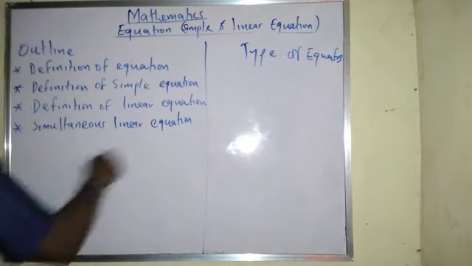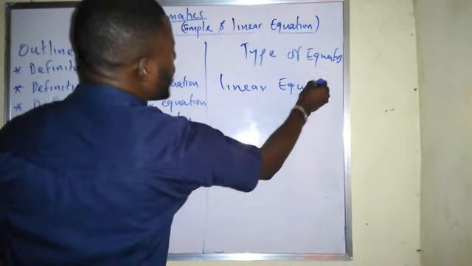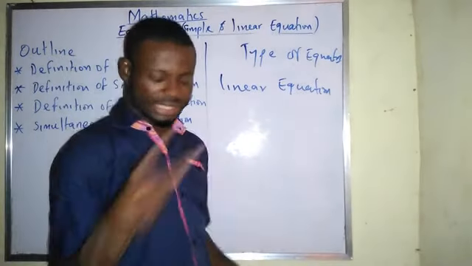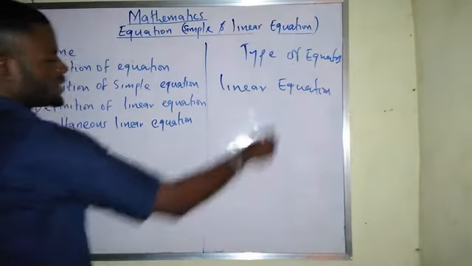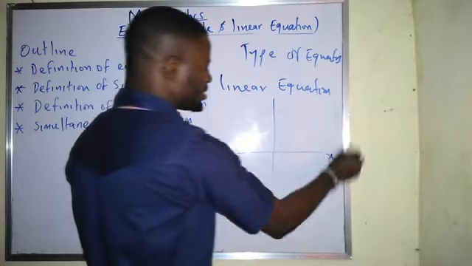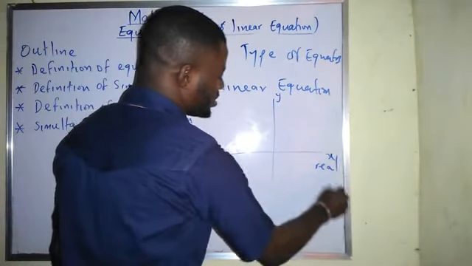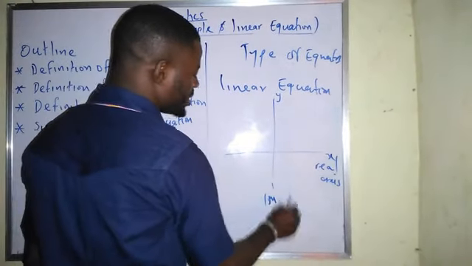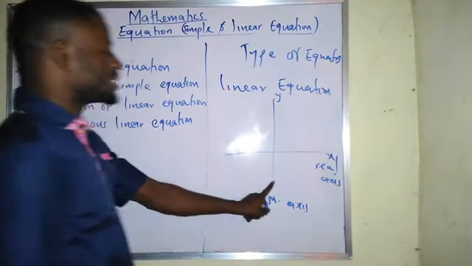Type 2, we'll be talking about linear equation. Now, when we talk about linear equation, we are talking about two things: it always involves x and y. In mathematics, we normally use this, and this is very common to us. We call this the x-axis, and we call this one the y-axis. Now, we call this the real axis. Why is this called the imaginary axis? Please take note of that. It's very important. This is the real axis, this is the imaginary axis.